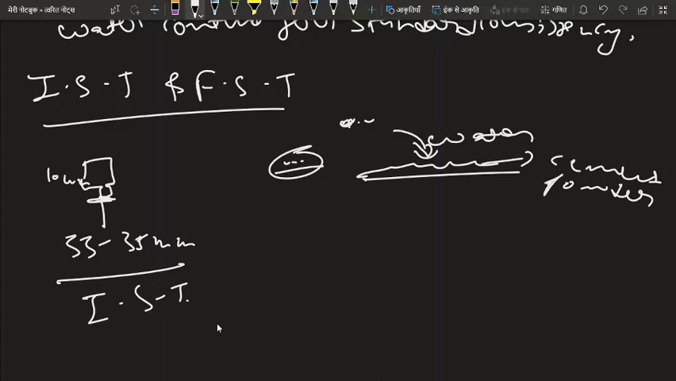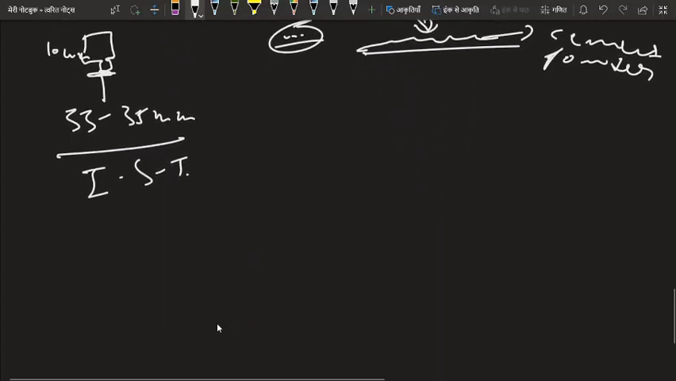Okay, and what about the final setting time test? One point is remaining for the initial setting time test. After some time, cement loses all its plasticity, and the time between mixing of water and losing all its plasticity is called the final setting time. Let's discuss the final setting time test.